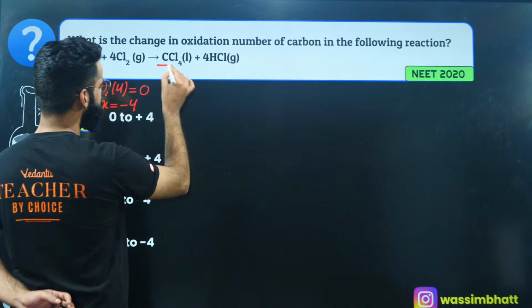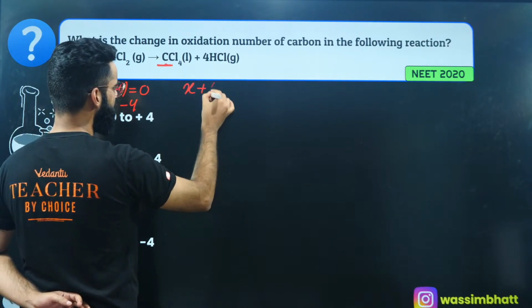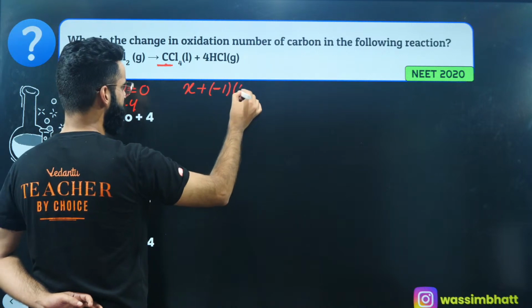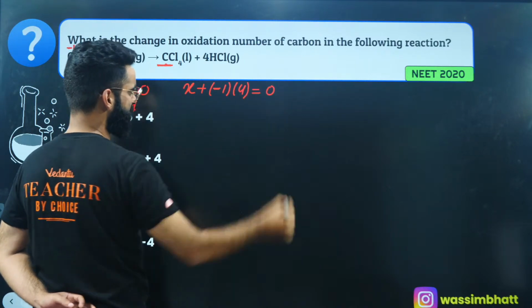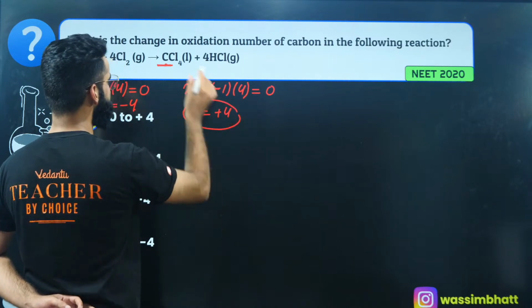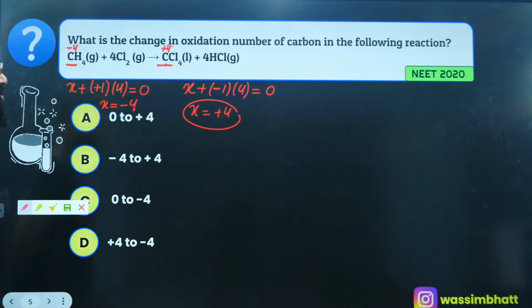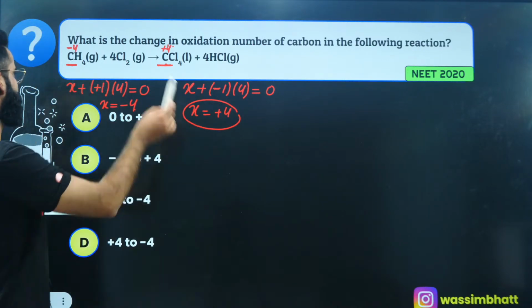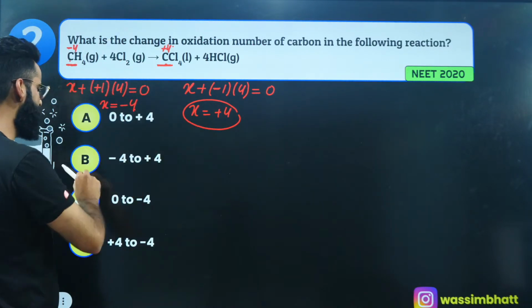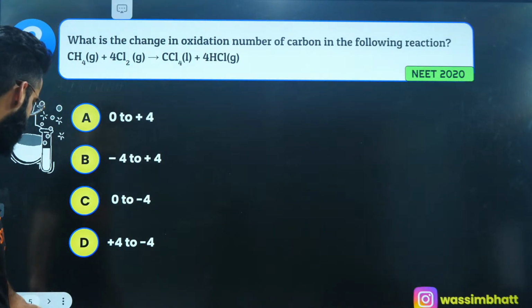What about the oxidation state of carbon in CCl4? Let's assume the oxidation state of carbon is X. Chlorine is going to show -1 oxidation state, and there are 4 chlorine atoms. Net charge on the molecule is 0. So the value of X comes out to be +4. So +4 is the oxidation state of this carbon. So what is the change in the oxidation number of carbon in the following reaction? The change is from -4 to +4. So option B is the one which is correct among all. I'm sure it's clear to everyone.